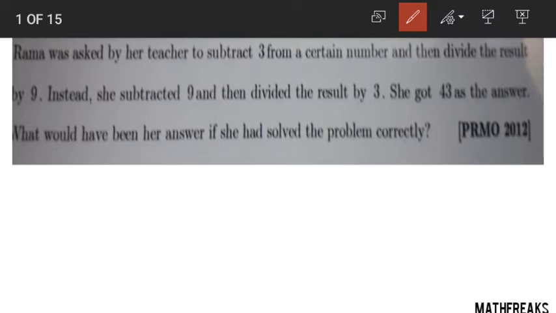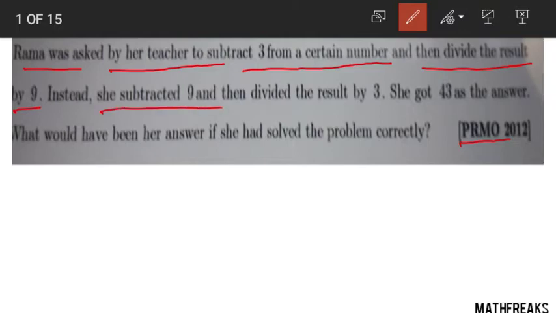So the first question is of course of PRMO 2012. The question is very simple. Rama was asked by her teacher to subtract 3 from a certain number and then divide the result by 9. Instead, she subtracted 9 and then divided the result by 3. She got 43 as the answer. What would have been her answer if she did the problem correctly? First of all, so this is the solution.